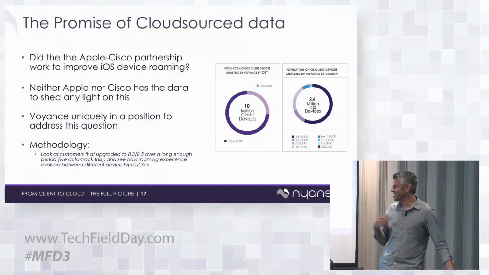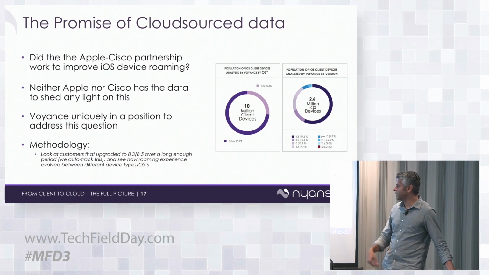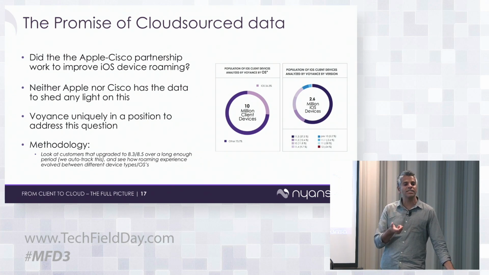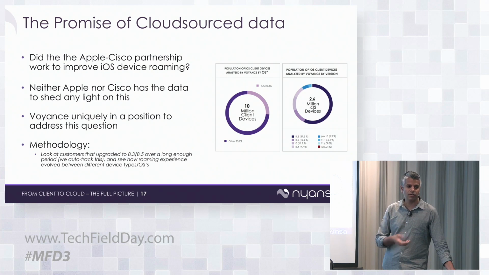As I said, we have all this data, right? We started to look at, hey, what are some interesting things that we can find? So obviously, Apple and Cisco made a big deal of, in 8.3 and 8.5, those code versions, basically the fast roaming capability and the iOS-specific optimizations, which, in theory, should have helped iOS roam better, and help their roaming performance.